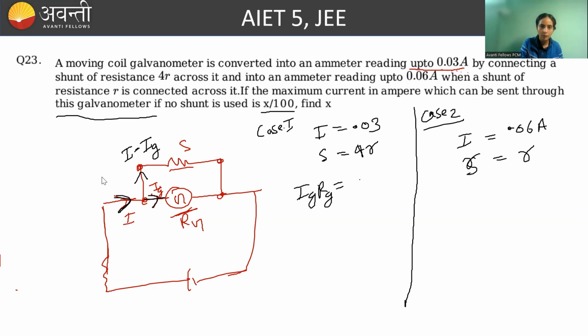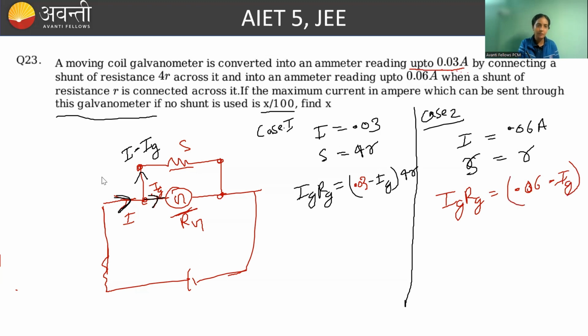It will be equal to I minus IG into how much? 4R. And let's put the value of I actually, because here I is given in the question. Done. So I is how much? 0.03. So that is this. In the second case, IG RG will be equal to how much? 0.06 minus IG, because IG will be the same in both cases because the same ammeter we are using. So RG and IG will be the same. And this is this into R. Now this is equation 1, this is equation 2. Divide 1 by 2. Done.